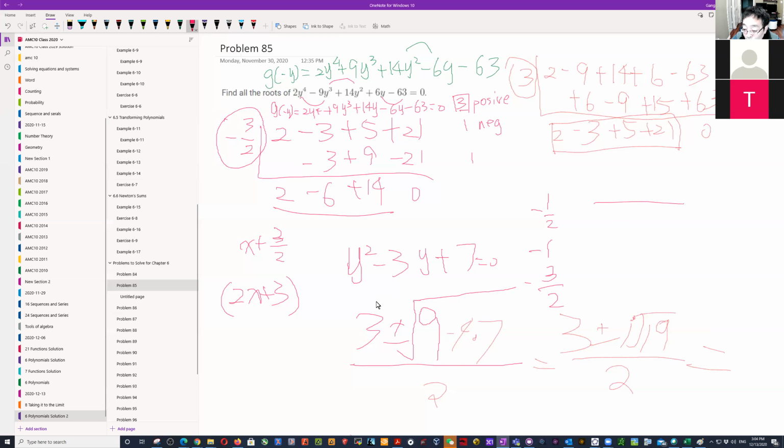Then you can try a few numbers. For example, if you try negative 2, you will find it's going to be positive. So you can narrow in several times, just trying different numbers, and you will be able to solve it. When you solve one, you get one root.